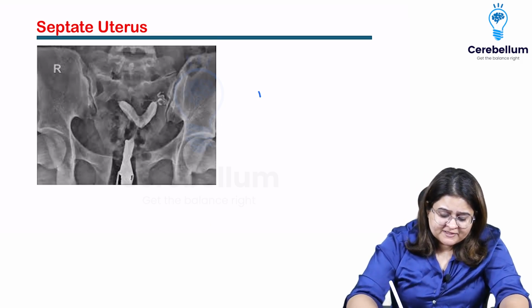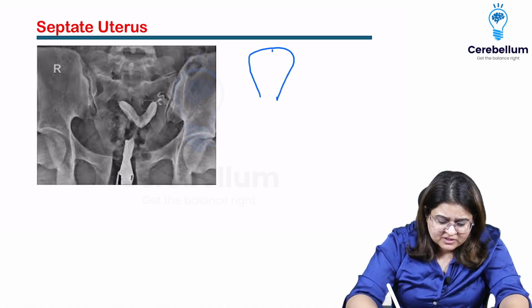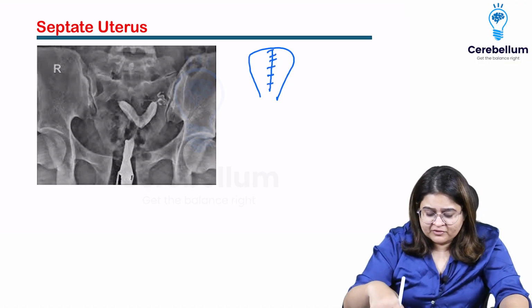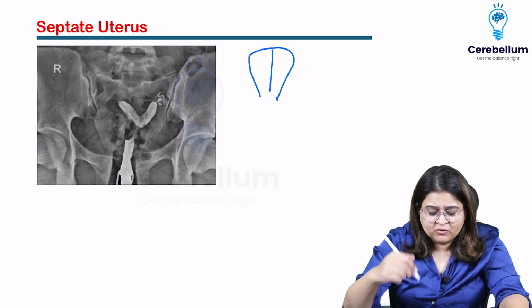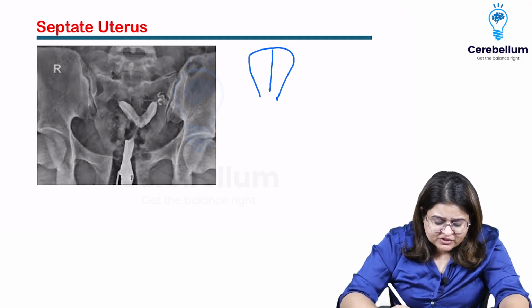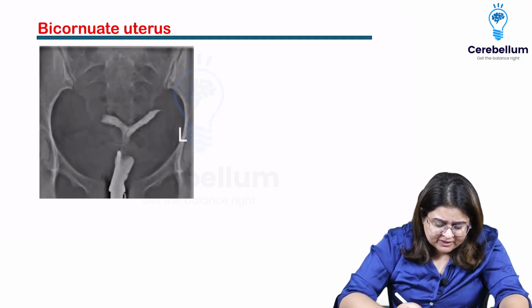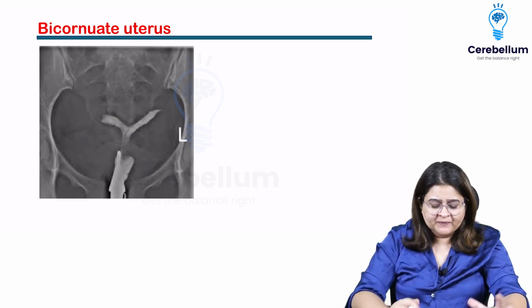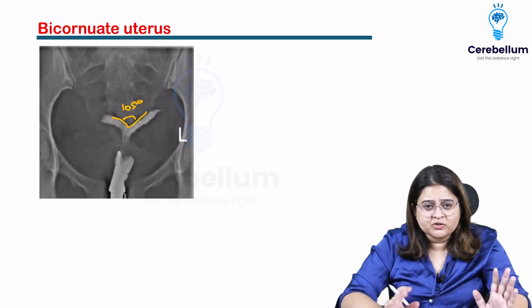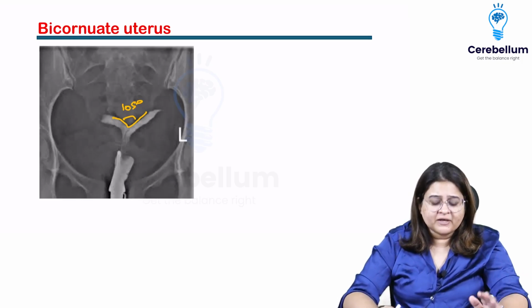Septate uterus, what happens in septate? The two horns have fused, but the septum in the middle, which is supposed to dissolve, does not dissolve. It remains there. And if it doesn't dissolve, this is called a septate uterus. Now, when you do an HSG, it's going to appear like this. Look at bicornuate uterus. The angle between the two horns is 105 degrees, or it's a wide angle. But look here, this angle is an acute angle, less than 75 degrees, you will call it a septate uterus. More than 105 degrees, you will call it a bicornuate uterus.